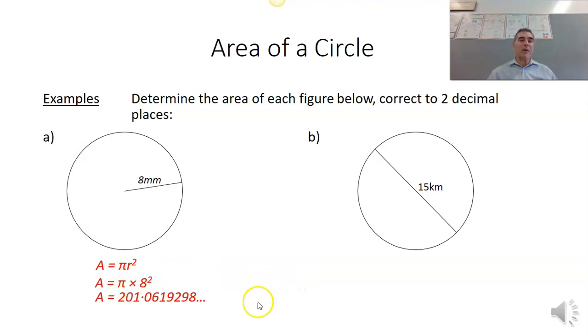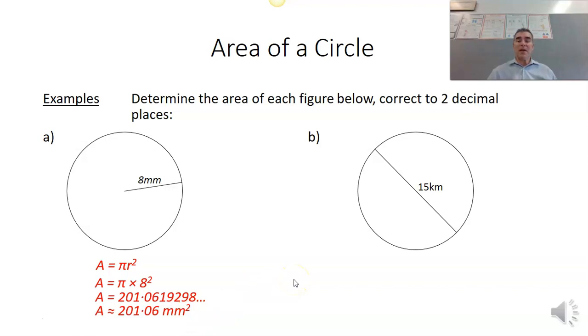3.1415926, etc. The question says correct to 2 decimal places, so you need to round that off. There's our decimal point, 1, 2 places. Check our next digit, it's a small digit, so it doesn't influence the 6. So our area is approximately 201.06 millimeters squared.